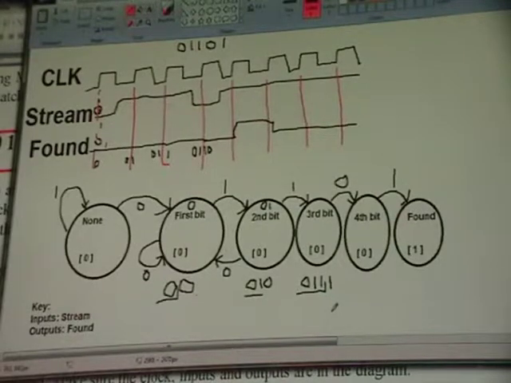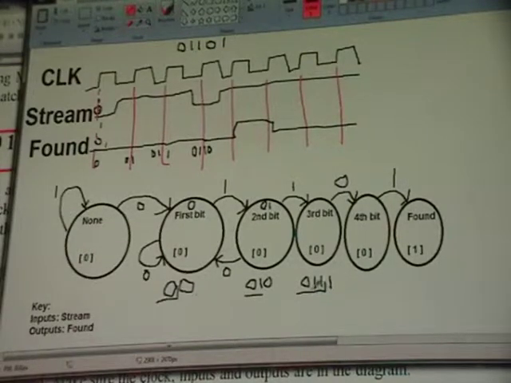Okay, 0, 1, 1, 1, that doesn't match the pattern. The pattern is 0, 1, 1, 0. So taking all 4 bits doesn't match the pattern. What you can do next is get rid of this first bit and see if 111 matches the pattern. Does 111 match the pattern? Nope.